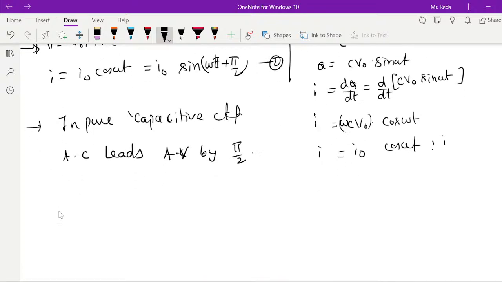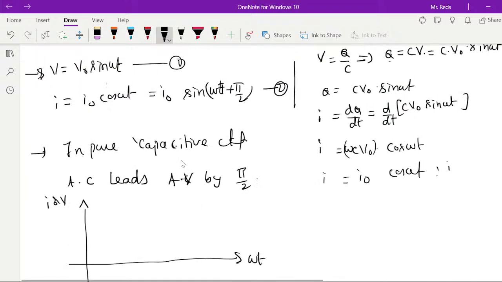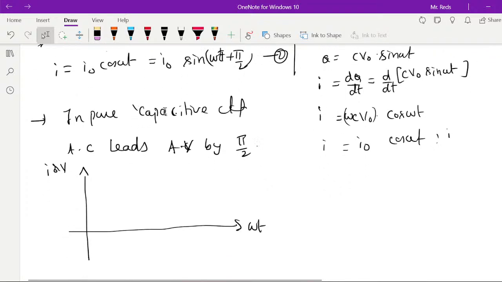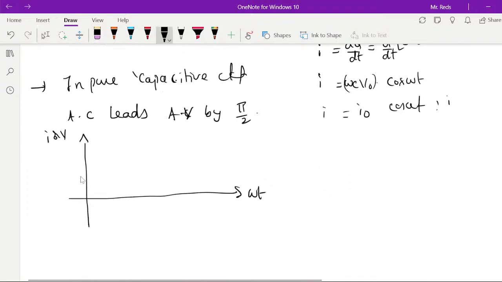If you draw waveforms for I and V with respect to omega t, according to equations 1 and 2, at omega t equal to 0, V equals 0 and it varies sinusoidally. But for the current, at time t equal to 0, it is I naught, positive. So how can you draw the waveform? At time t equal to 0, the potential is 0 and it varies.